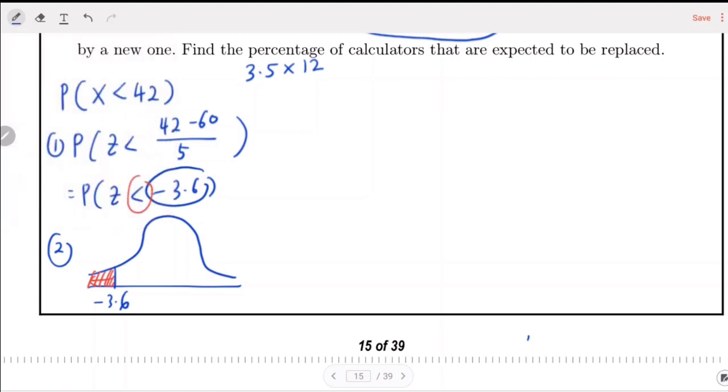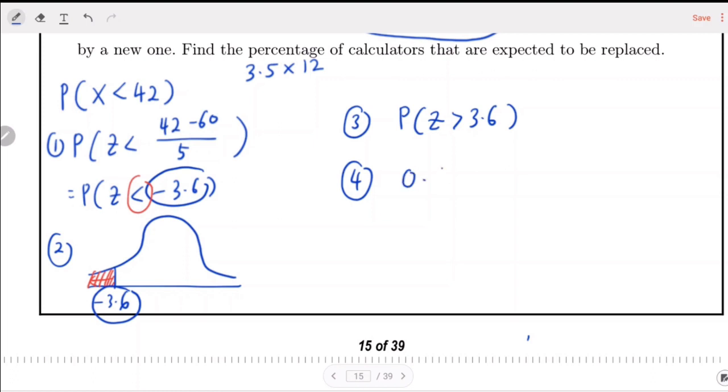For the third step, we need to identify whether we need to put 1 minus or not. But since we didn't shade the middle part of our bell shape, we don't need to put 1 minus. So we just find the probability for Z greater than this value here. Just make it positive. And then the last step, take a look at the standard normal table. We're going to get the value of 0.00016.